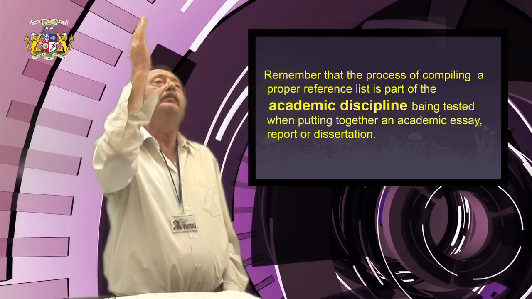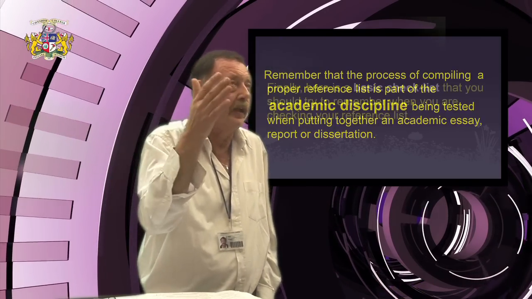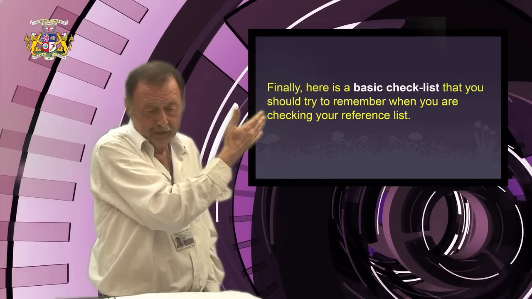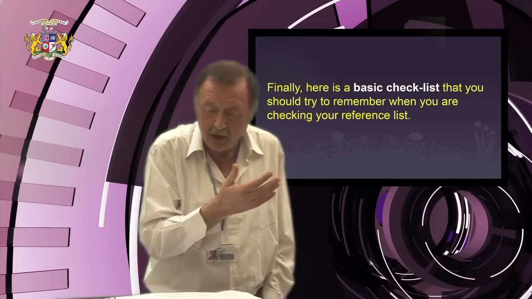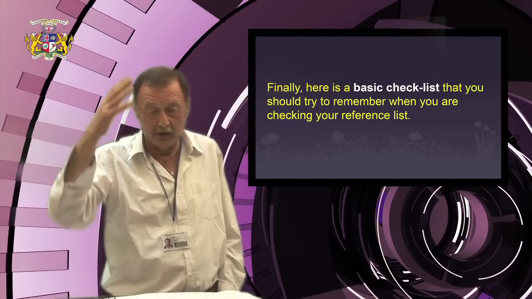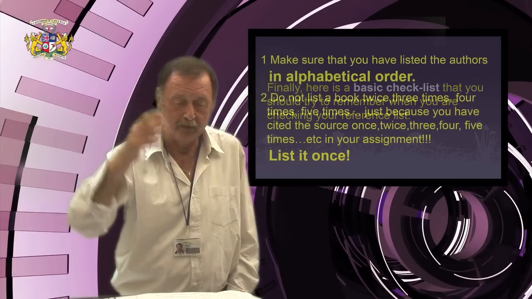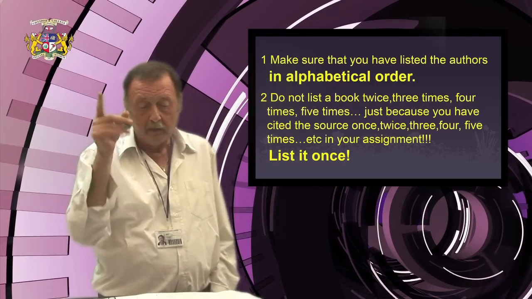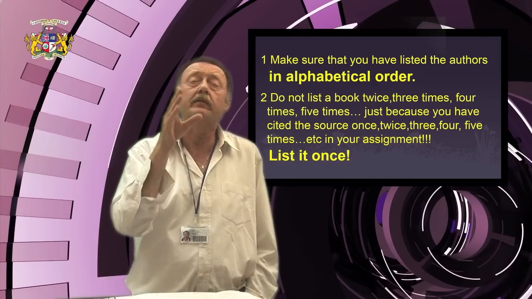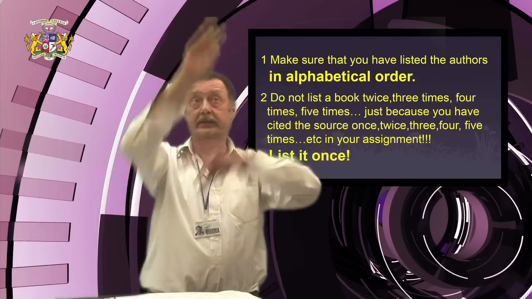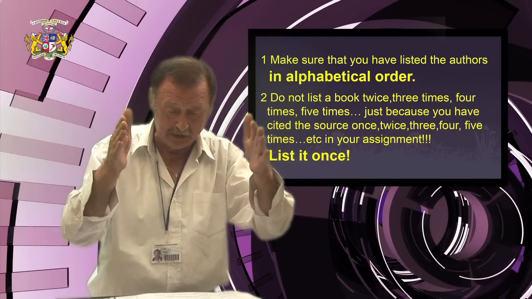However, before we finish, let's have an emergency checklist. Have a look. Here's a basic checklist that you should try to remember when you're checking your academic reference list. Number one. Make sure that you've listed the authors in alphabetical order. Once you've done it all, just A, B, C, D, E, get that right. It's amazing how people forget.